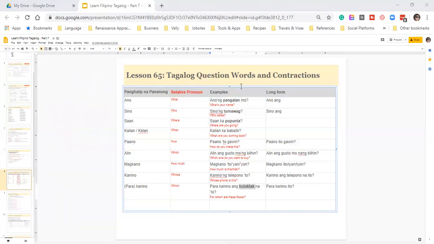Alin is which. Okay? So basically, you want to say alin and then you just replace that with alin ang gusto mong bilhin. Okay? So this just involves a verb here. Alin ang gusto mong bilhin. Which one do you want to buy? But you can actually use which as, you can say alin and then ang gusto. So this is the verb. Alin ang, you can use this as the verb. Okay, any tense. And then the noun case.